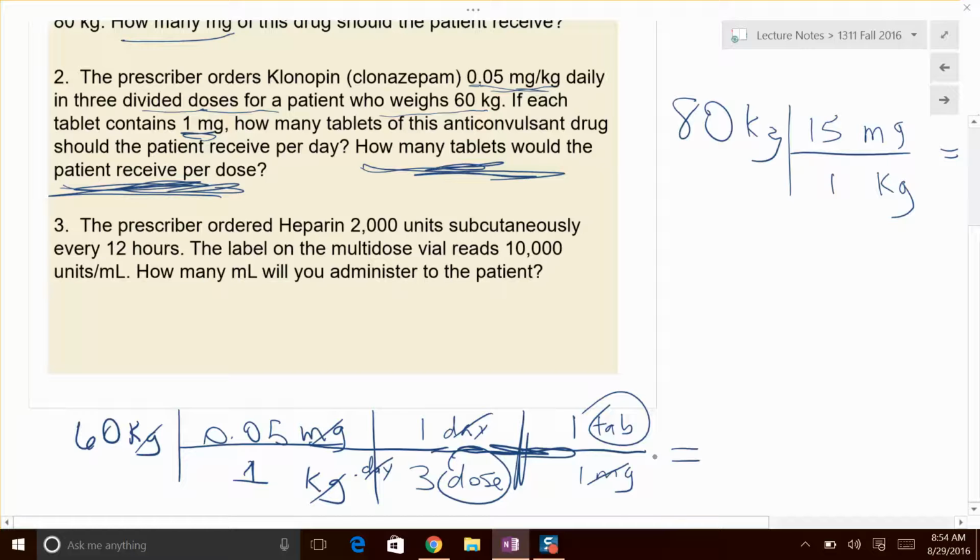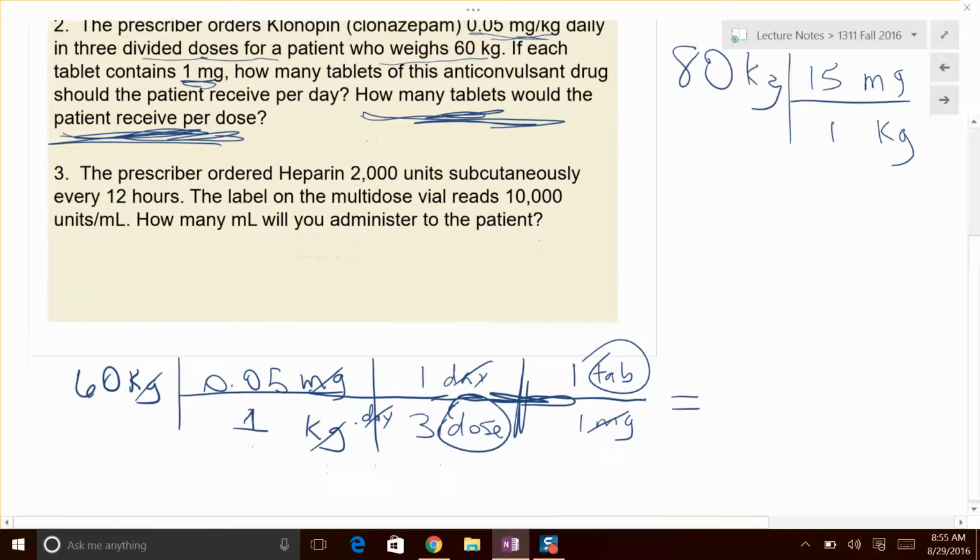60 times 0.05 divided by 3. 3 milligrams a day, 1 tablet per dose. That's, yeah, so 3, right? If it's 3 tablets. Okay.